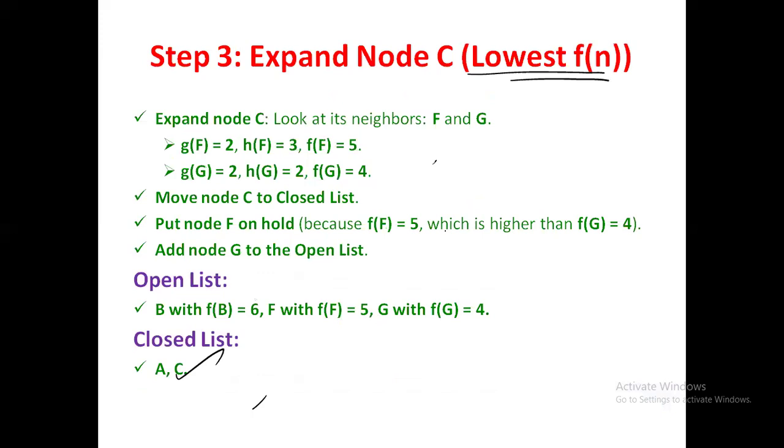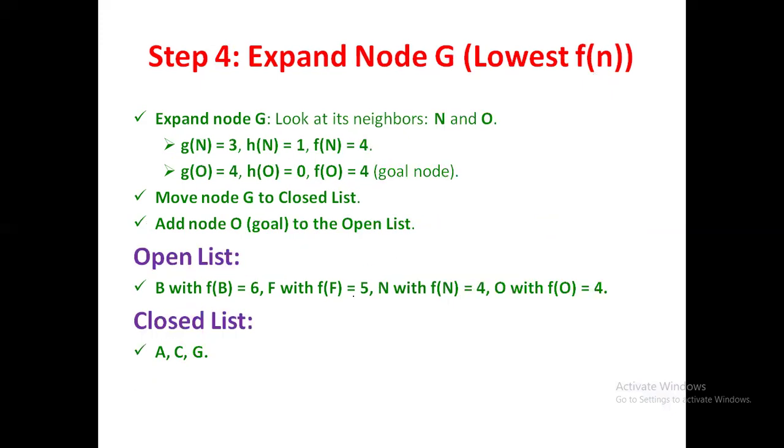And then what will happen? The updated open list consists of B with F of B equal to 6, F with F of F equal to 5, and G with F of G equal to 4, while the closed list now contains A and C. Since we have found F of G is equal to 4, the next step is to expand node G.